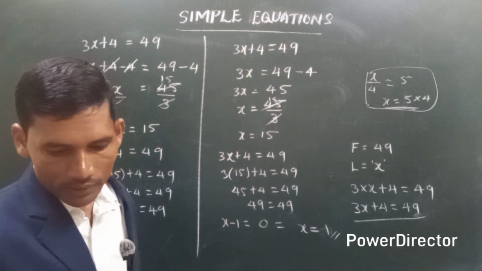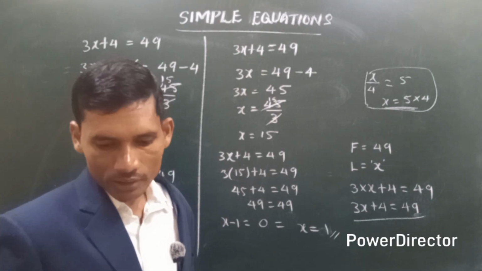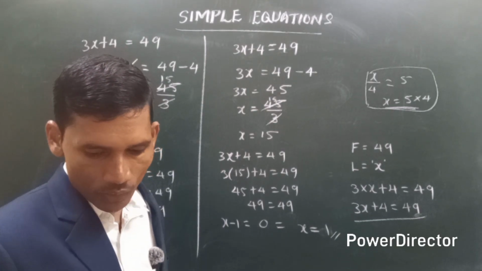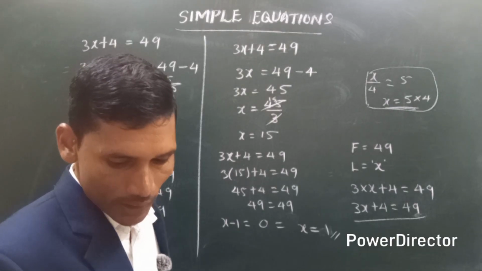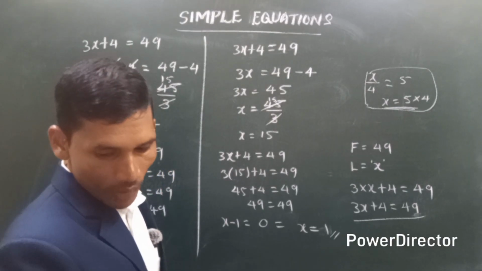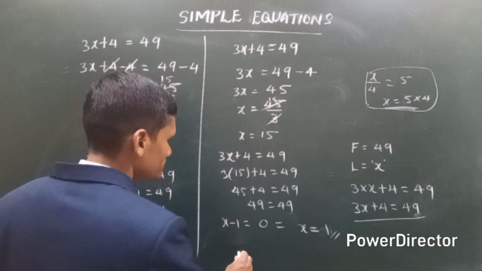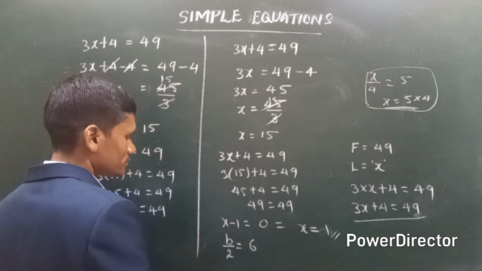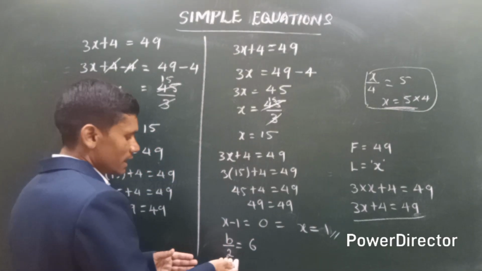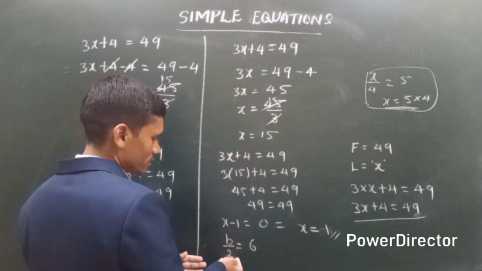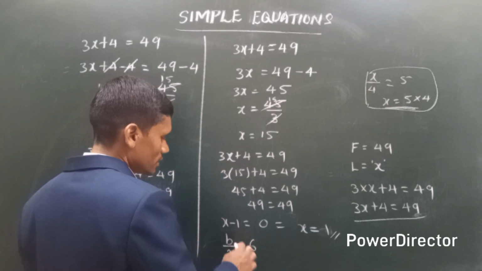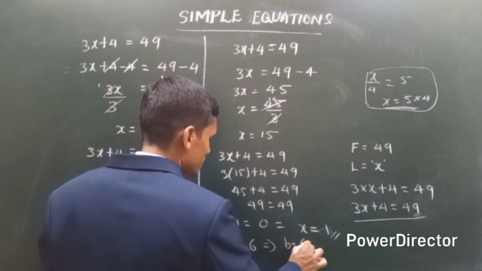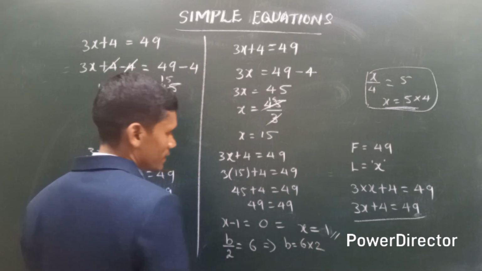Okay, in the second main question, I'll show b by 2 is equal to 6. The second one I'll take. In that, option B, I'm taking one more problem. B by 2 is equal to 6. What is the first step? Very simple. Taking it to the other side and multiplying there. So what we can do is, here b is equal to 6 into 2. This is only the first step.